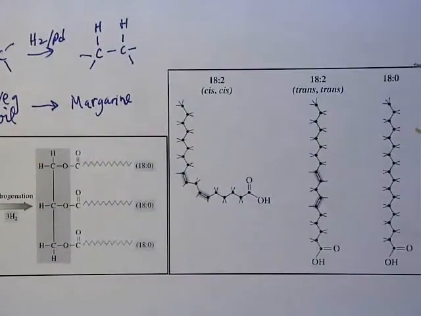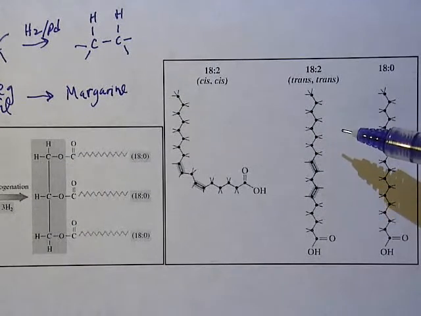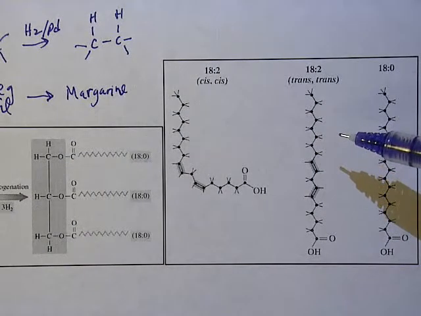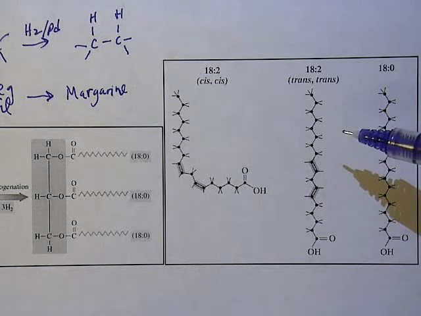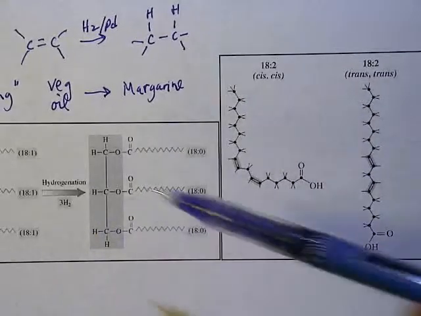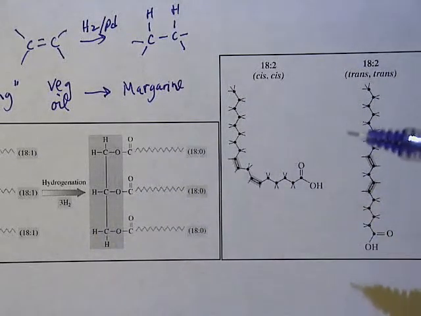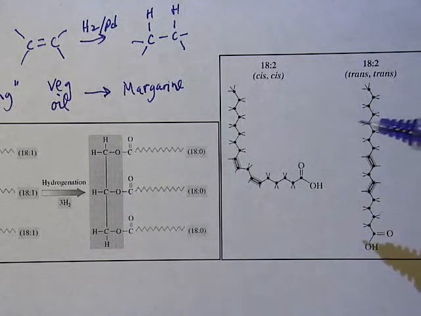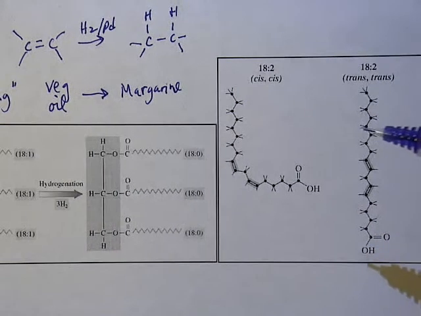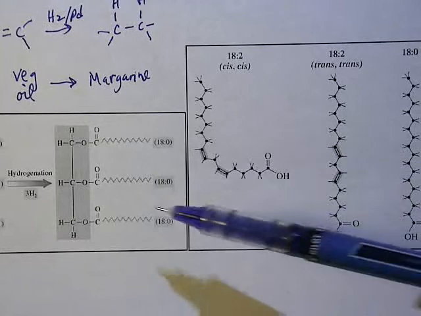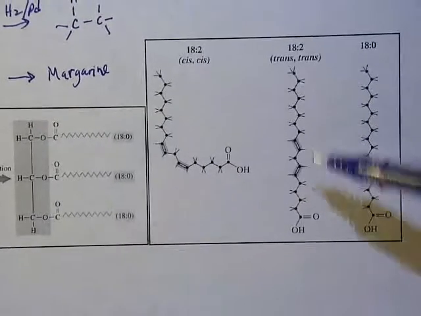Probably the biggest controversy about these margarine is the fact that there's trans fatty acids present. So it turns out when you do the hydrogenation, some of the byproducts of the hydrogenation is that instead of having cis double bond, you have trans double bond.